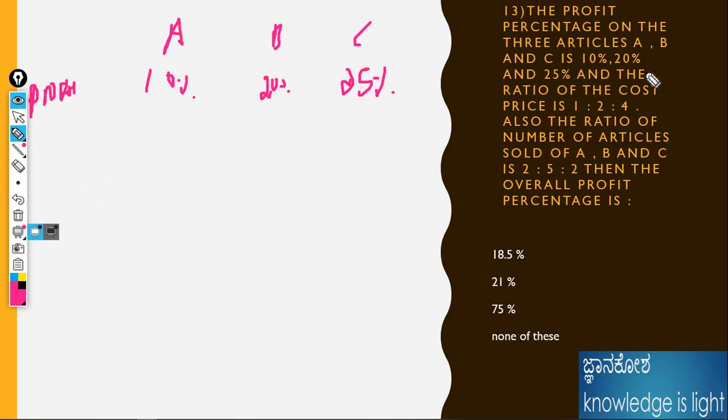And the cost price ratio is 1 is to 2 is to 4, and the ratio of the number of articles is also given with respect to the material. We could multiply 5 on the 2, 5 to the 10, directly 4 to the 8. The ratios are given. How can we calculate the price? If any price is given, with the material we need to multiply the price and the material. We already know that in percentage problems, and we have solved many of these problems.